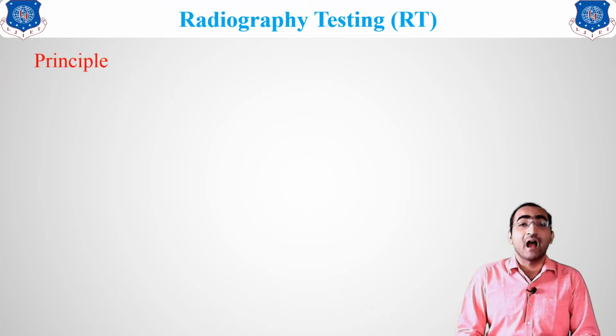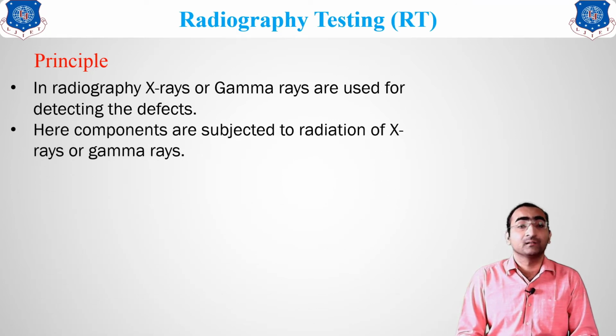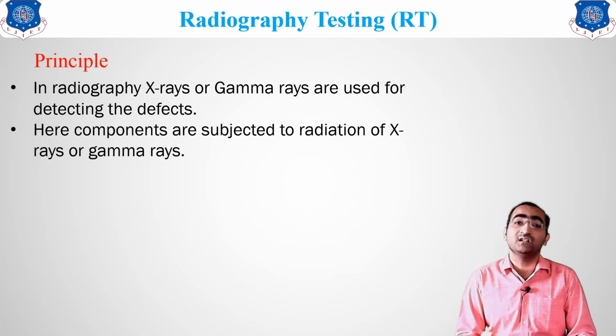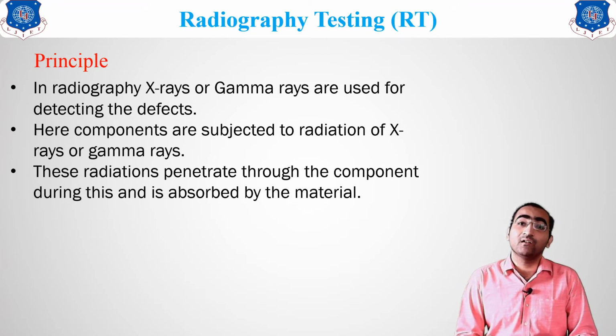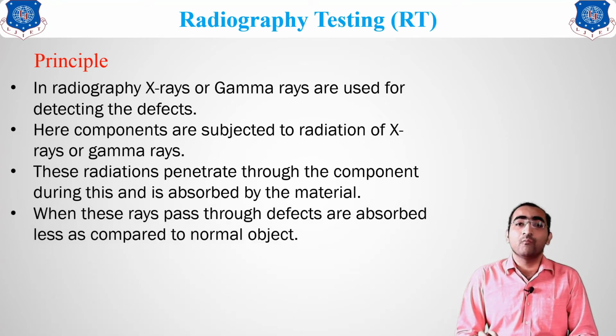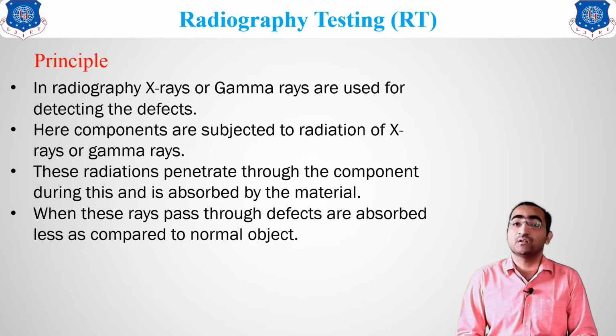Now let us see the principle through which radiographic testing works. In radiography, X-rays and gamma rays are used to find the defect. Here components are subjected to the radiation of the X-ray, means they are placed in between where the X-rays and gamma rays are moving. These radiations go inside the material and come out from the material. Some of the radiation is absorbed by the material. When these rays pass through the defect, some of the radiations are absorbed less. Why? Because there is a defect. So absorption of the radiations is less where there is a defect.